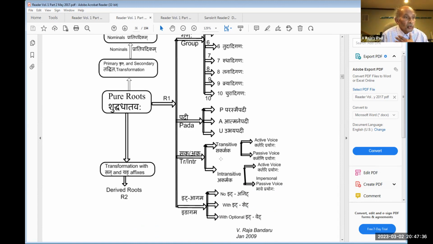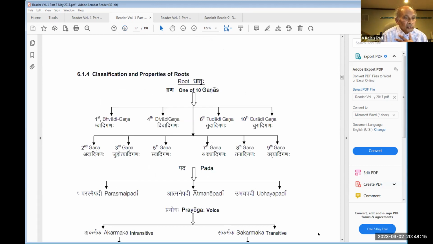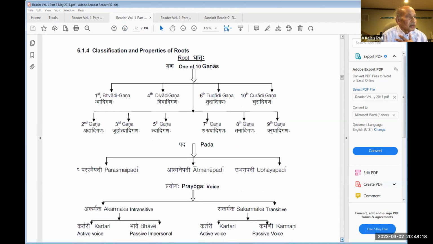Then by looking at the root, some roots take an extra i. Some roots allow an extra i. Bhavishyami, karishyami. There is an extra i there. So that is called without i, with i, optionally i. So this is a difficult thing. All of these properties will be given to you with a root. If I put them in a different way, you should be able to follow this.